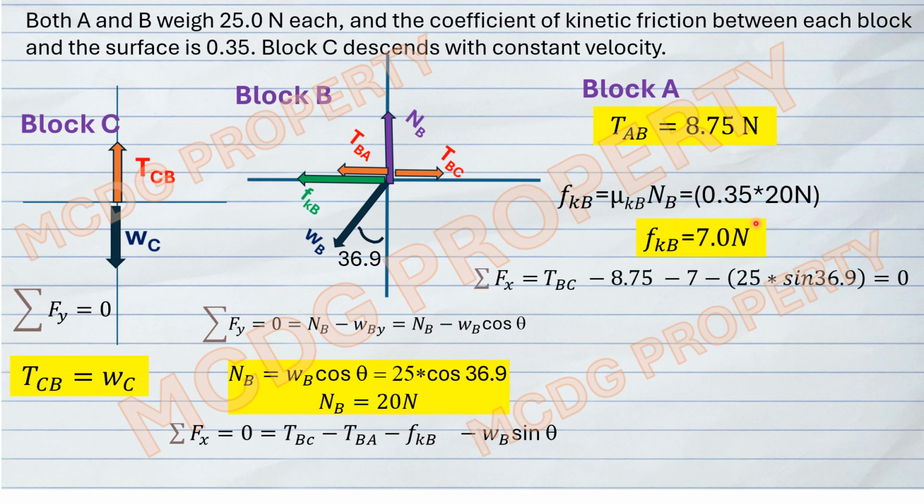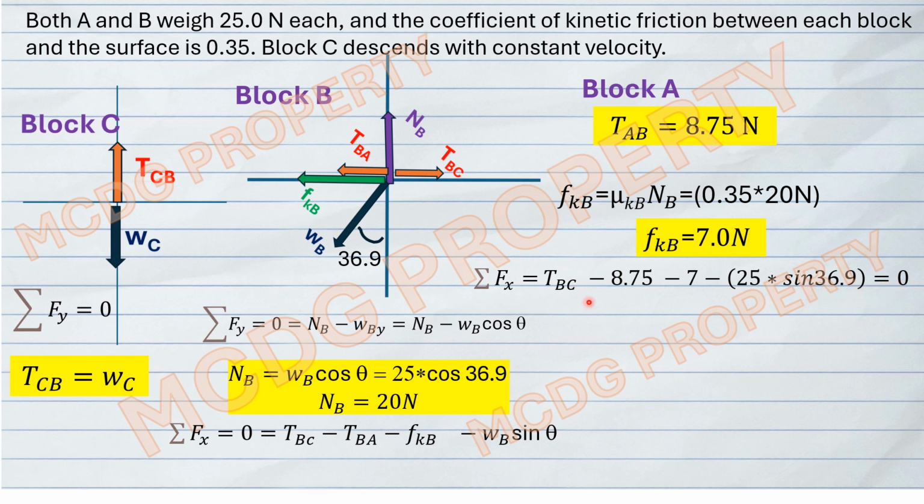So we can substitute this into this equation here. We will have TBC minus TBA, which is TAB. We solved this already. That's 8.75 newtons, minus the force of kinetic friction, that is 7, minus the x component of the weight, which is 25 times sine 36.9, and that is 0.